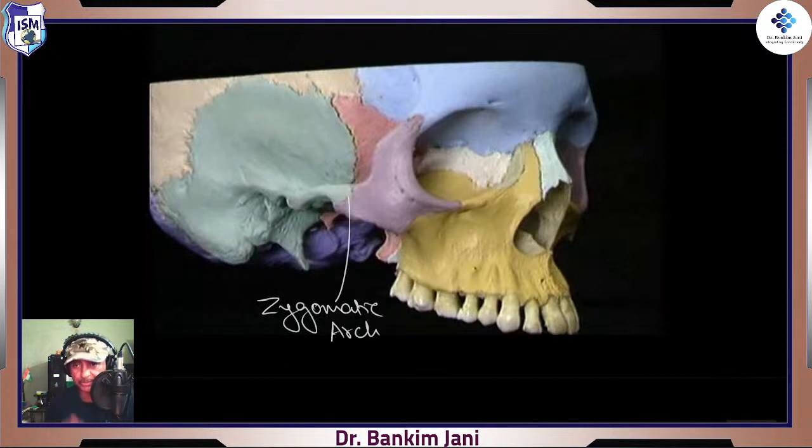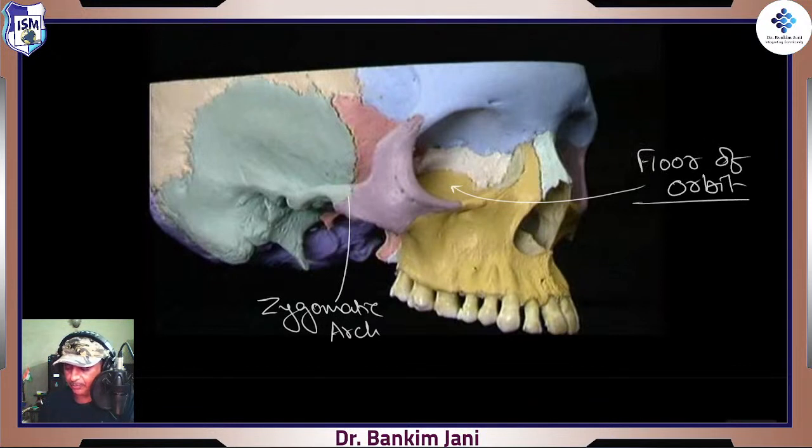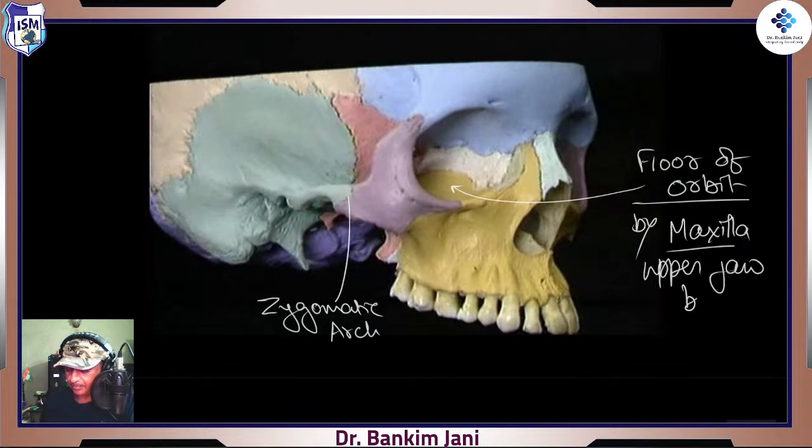The joint venture, right? And this one is the floor of the orbit, right? This is floor of orbit. And floor of orbit is by maxilla. And maxilla is what? Maxilla is upper jaw bone, right?